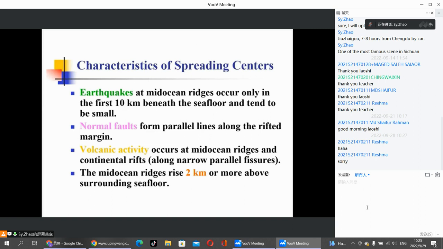You remember what spreading centers are? It's another name for the divergent margin. You can check the slides in the PowerPoint; we covered them in the last class.